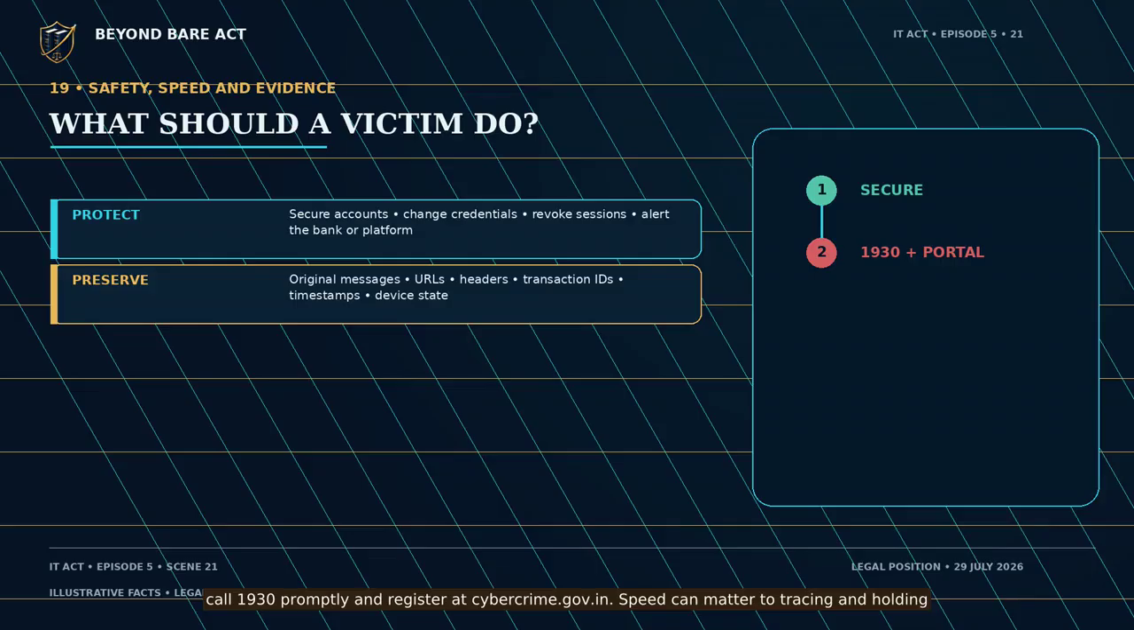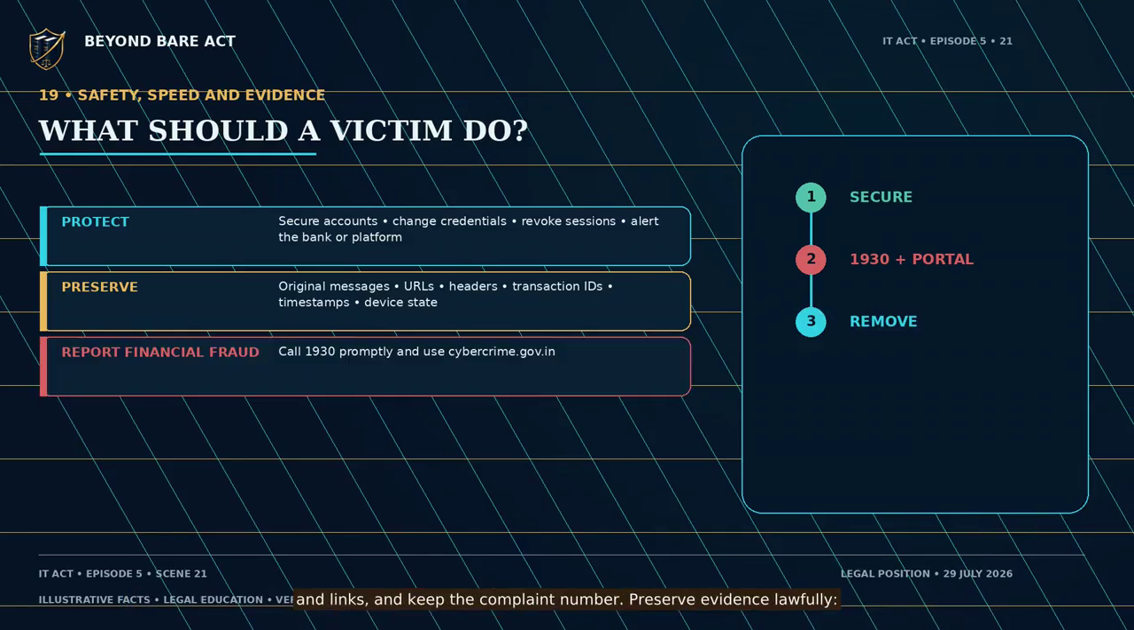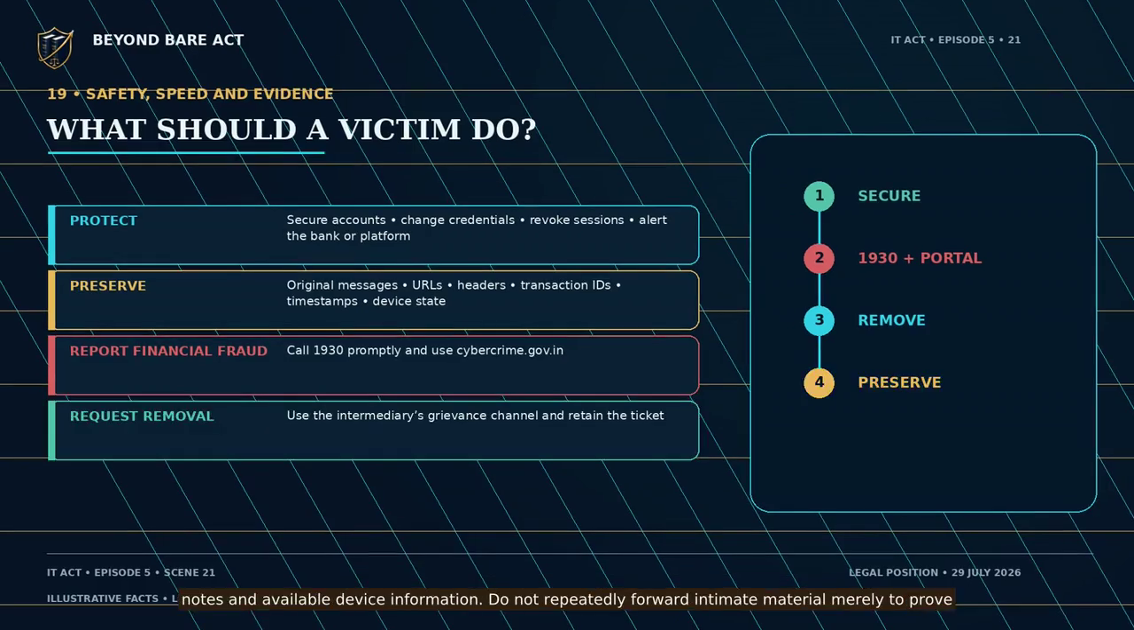For intimate or impersonation content, use the intermediary's grievance mechanism, identify the content and links, and keep the complaint number. Preserve evidence lawfully. Original messages, full email headers, phone numbers, account identifiers, URLs, transaction references, timestamps, voice notes, and available device information. Do not repeatedly forward intimate material merely to prove it exists. Unnecessary circulation deepens the harm.